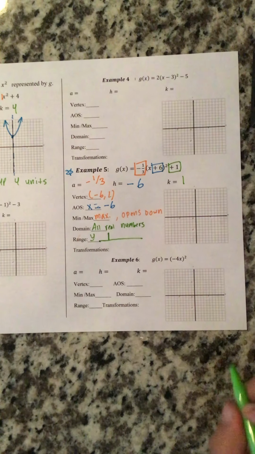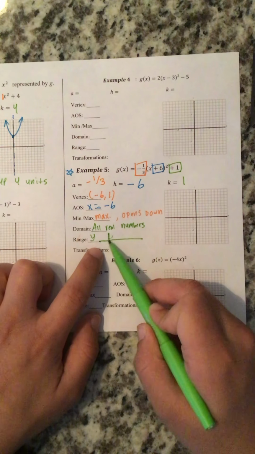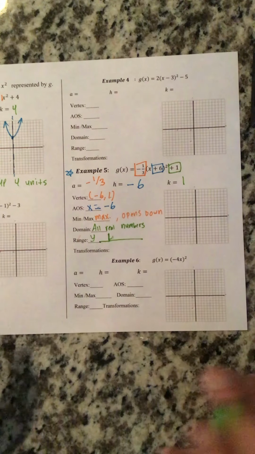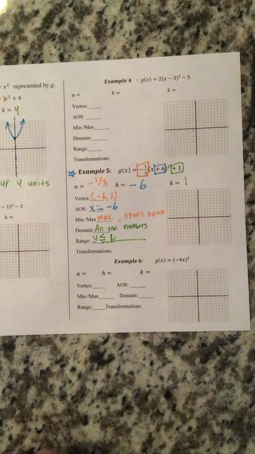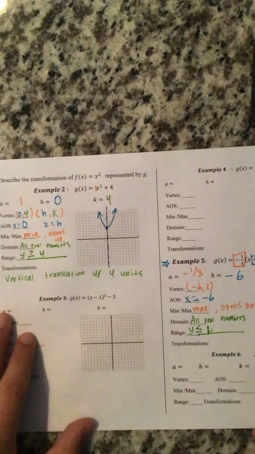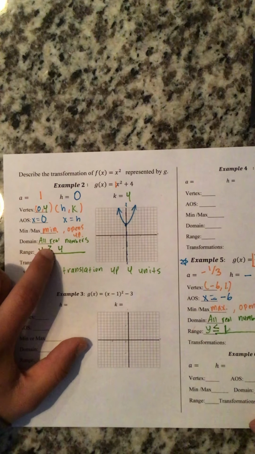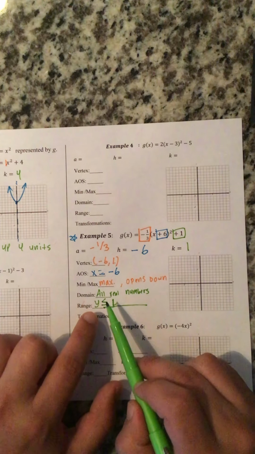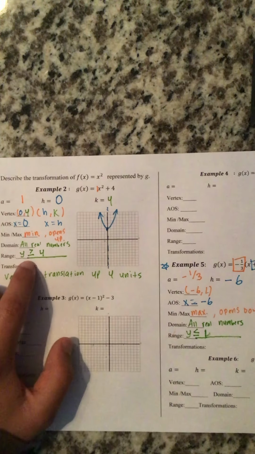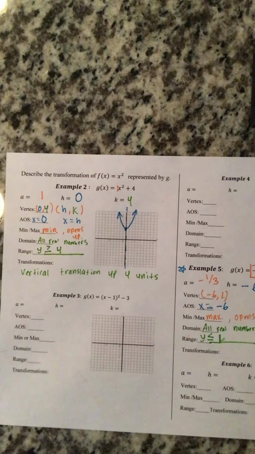Because now I have a maximum value, that means this is the biggest y value that I'm going to get. So that means that all my other y values are going to be less than or equal to 1. And look how that's different from this example, right? This one, I had a minimum, so my range was y is greater than or equal to 4. This one, I have a max, so my y is less than or equal to 1. See the kind of difference there. Minimum, y is greater than or equal to. Maximum, y is less than or equal to. That's the difference there.